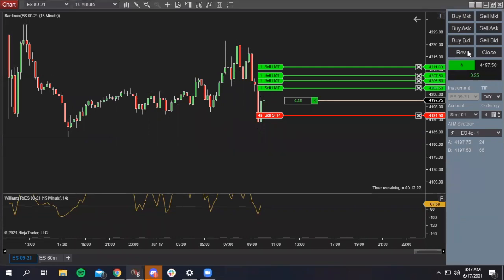But that's what I said. I think both are the same. It's just a matter of your psychology. I think risk management is a whole different thing.